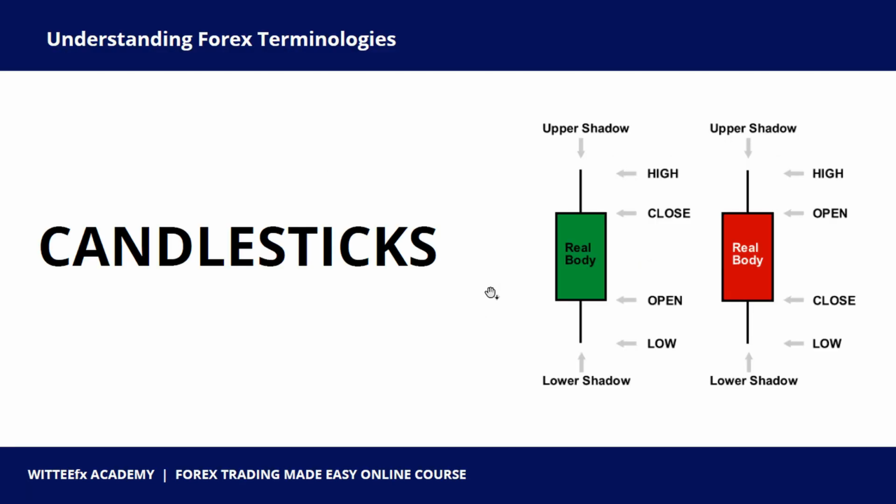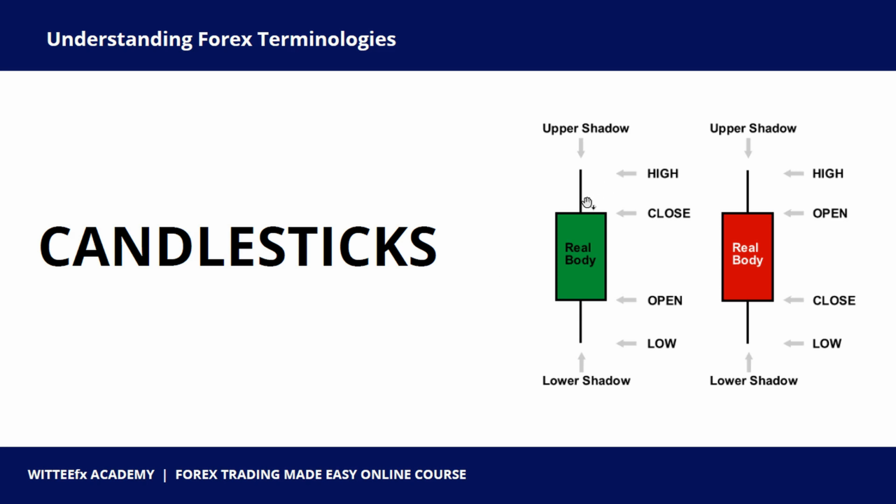So firstly on our list is candlesticks. Every candlestick has four major characteristics. It has its open, it has its close, it has its high, and it has its low. The open represents the starting point of the candlestick, and the close represents the ending point of the candlestick. The high represents the highest point of the candlestick, while the low, as the name suggests, represents the lowest point price actually went within that candlestick time frame.